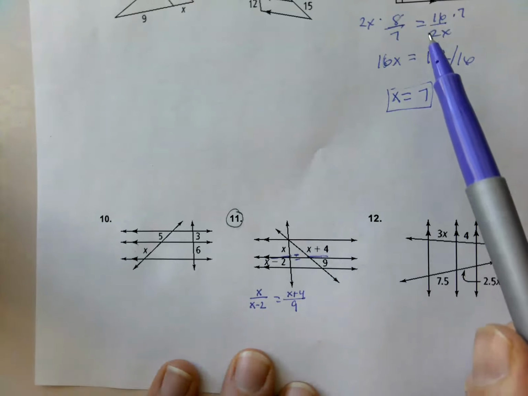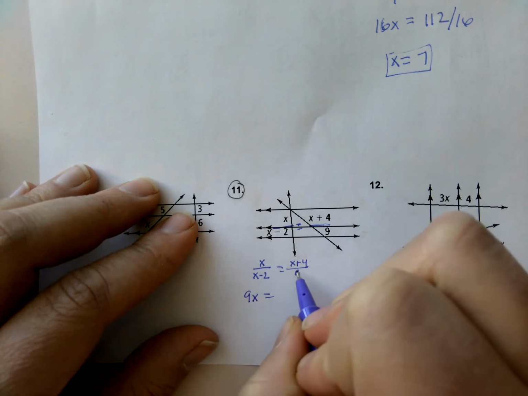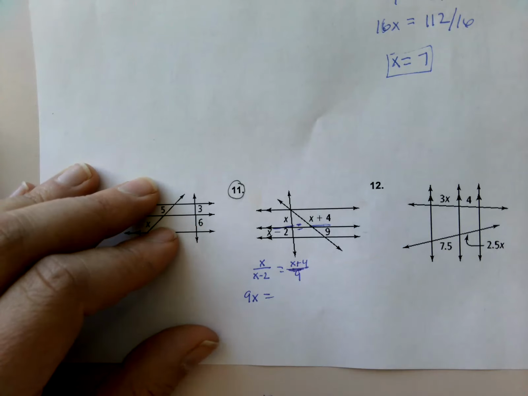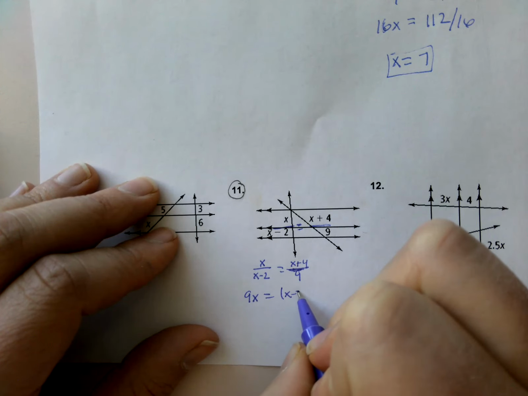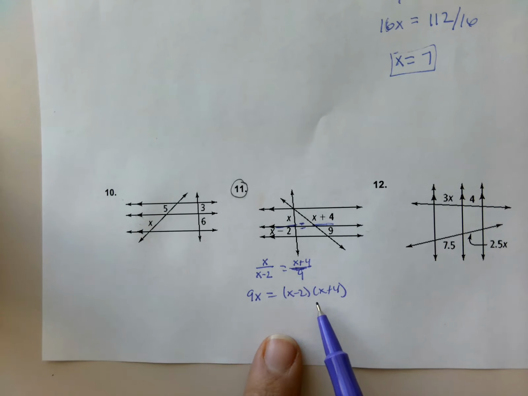First step, just like up here, we have to multiply. So we multiply this side by 9. So I get rid of this division and multiply this side by 9. Here I have x minus 2 times x plus 4. So now I have to FOIL this.